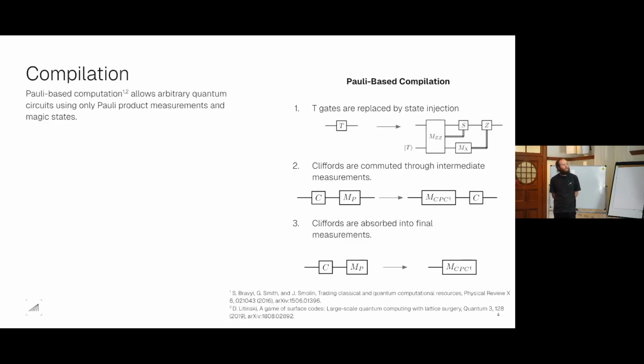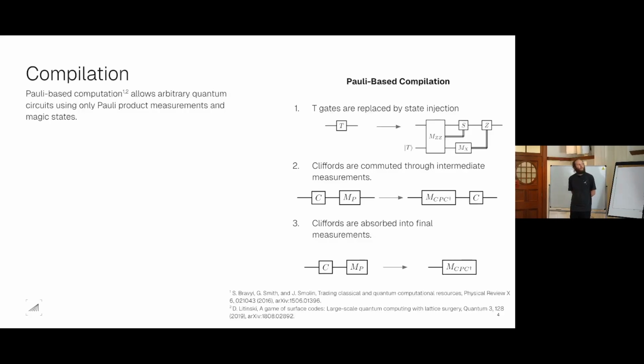Well, we can think of it as a three-step process. We start in the same way that I think just about any standard fault-tolerant compilation would start, by replacing the T gates with T-state injection. So we have a circuit then where we can take this ancillary magic state that we prepared offline and inject it in using these Pauli product measurements, like the ZZ measurement there, along with Clifford operators. We then have a circuit that consists only of Clifford operators and Pauli product measurements.